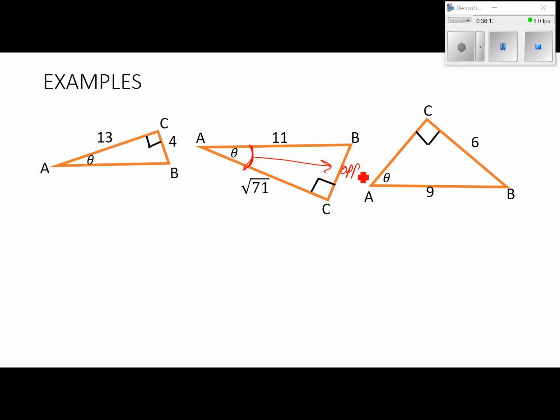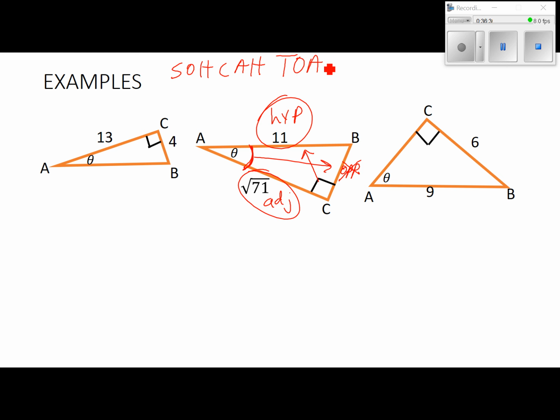That's your opposite leg. That's your hypotenuse. This is your adjacent leg then. Figure out which ones we actually care about. We really don't care about the opposite leg this time. So we're dealing with the adjacent and the hypotenuse and our SOHCAHTOA. The trig ratio that deals with adjacent and hypotenuse is the cosine, so that's what we're using.